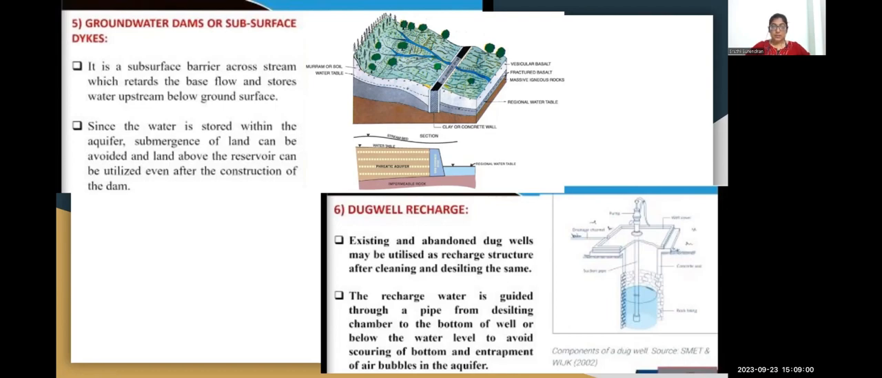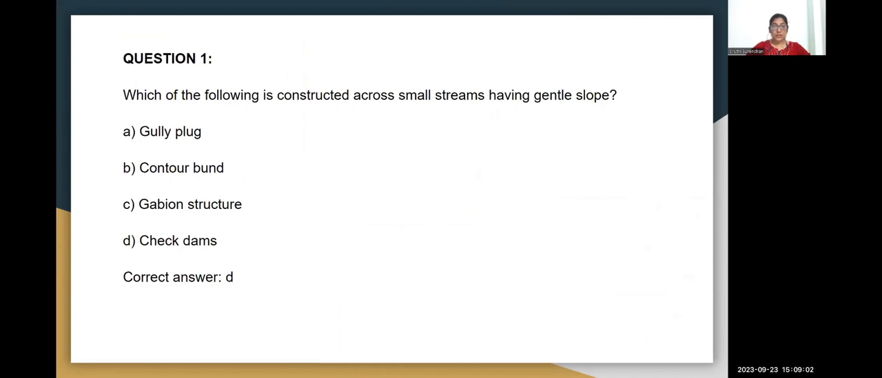So our question was, which of the following is constructed across small streams having gentle slope? So we checked just the check dams which are built across streams with gentle slope, gully plugs along streams which has a breakthrough slope, contour bunds in regions of low rainfall, and gabion structures are those structures with boulders put in mesh. So that was the first question.